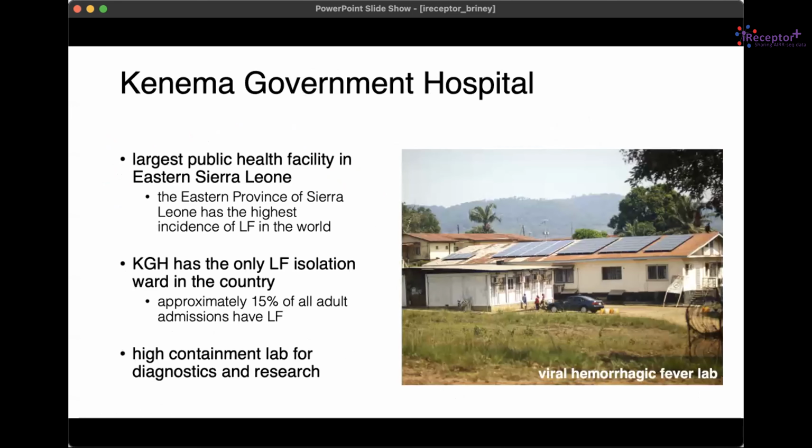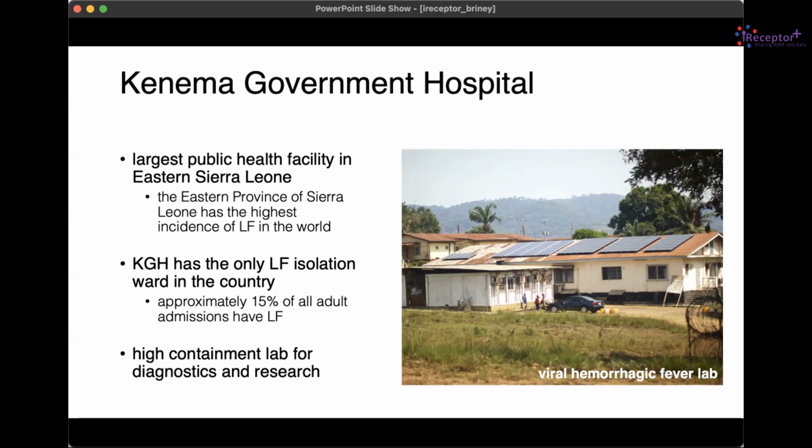So this is a picture of the Lassa lab at Kenema Government Hospital, where all the subsequent work that I'm going to talk about now has been done. KGH is the largest hospital in Eastern Sierra Leone, and it's the equivalent of a center of excellence in the U.S. for Sierra Leone. So any Lassa cases in Eastern Sierra Leone are referred to KGH for treatment and diagnosis. KGH has the only Lassa isolation ward in the country. And so of the patients that come into KGH, about 15% of adult admissions are for Lassa fever.